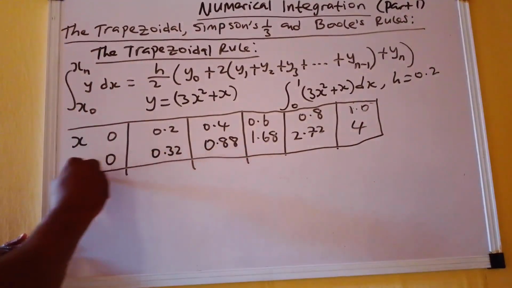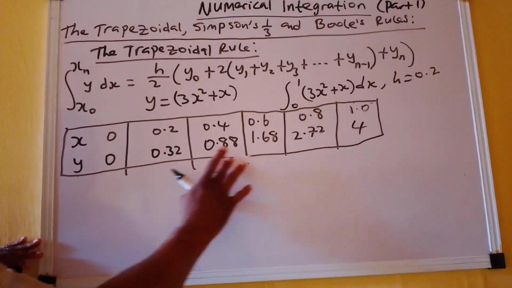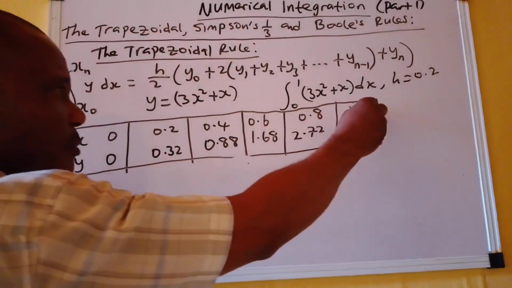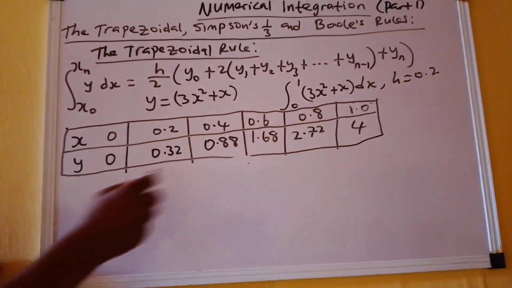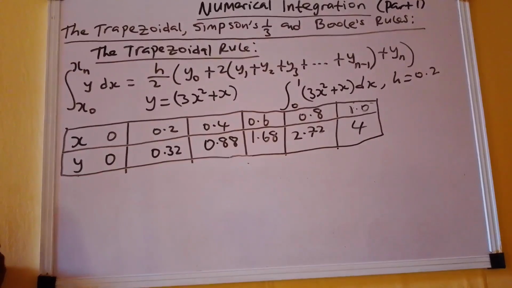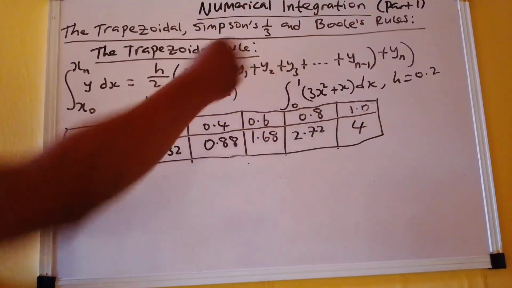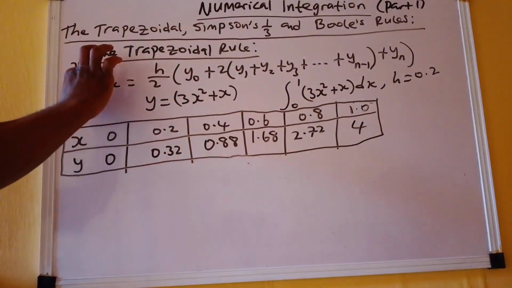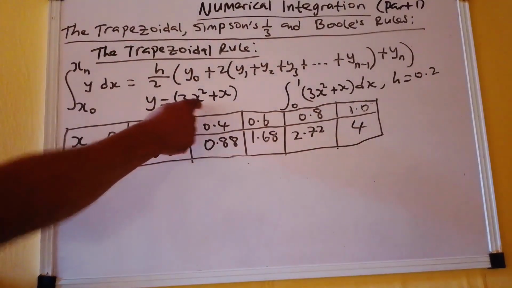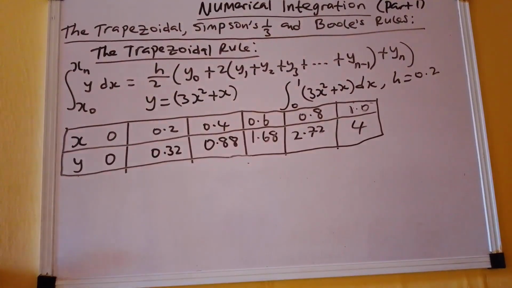So this is what we have succeeded in building. We have gotten a table of values for x and y. This is how we have created the table. H is given, and H will help you to spread X from the lower boundary to the upper boundary. And of course, the problem is y dx, so y itself is a function of x, and our y here is 3x squared plus x. So we have been able to create this table.